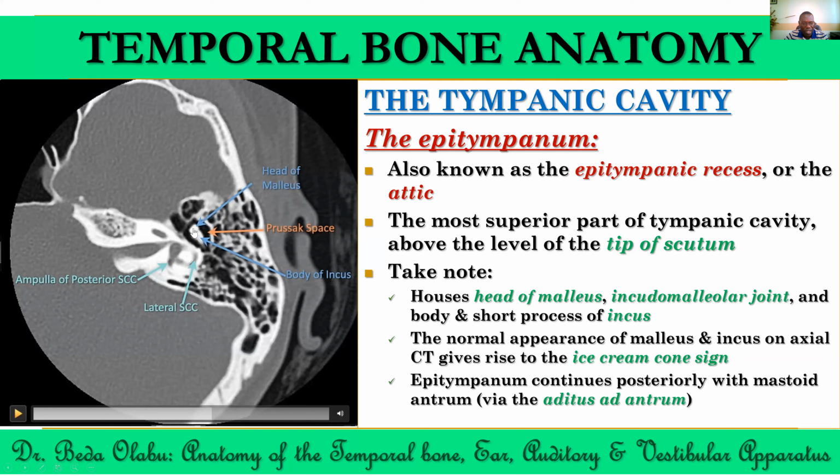And now the manubrium, or rather the side of the malleus. So this space here, that space there is what we call the Prussak space. You can see the lateral semicircular canal now nicely.